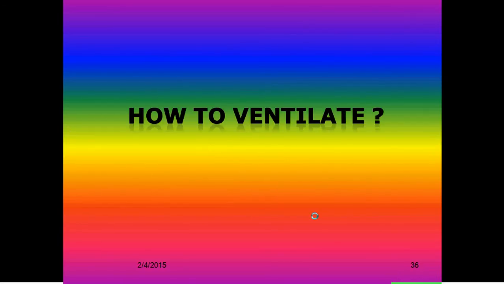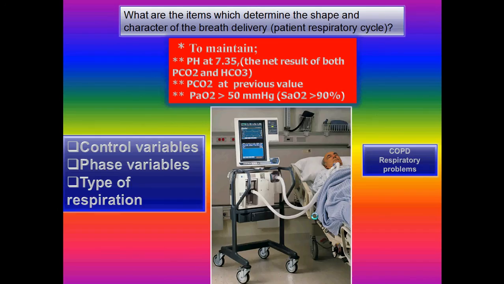Then, how to ventilate? Keeping in mind what we have mentioned before regarding the pathophysiology, we first have to say how to ventilate. This means how to adjust the control variables, the phase variables, and the type of ventilator in order to match this pathology and not to harm the patient.